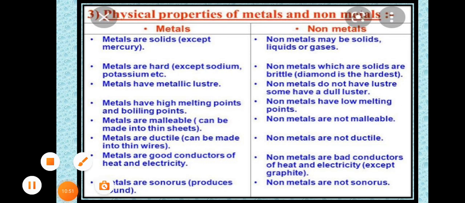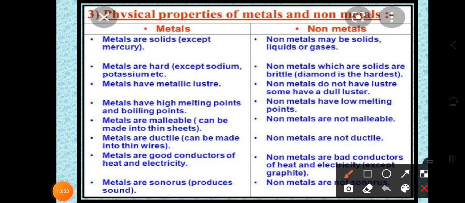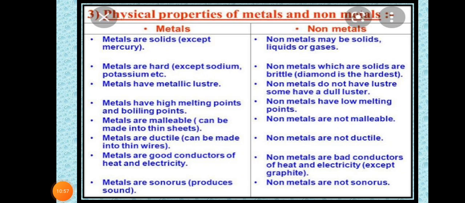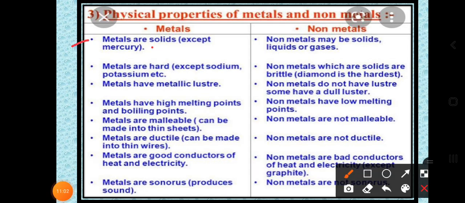Let's discuss some physical properties of the metals and the non-metals. Dear students, metals are solid. Usually metals are solid, but except mercury, all the metals are solid in nature. What about the non-metals? Non-metals may be solid, liquid or gases. One more piece of information I have to add: bromine, which is a non-metal, is present in the liquid form.